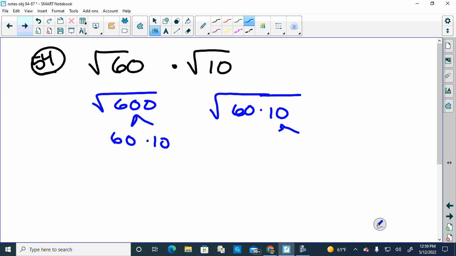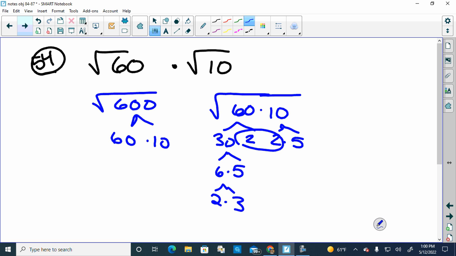So then I can break down 10, which is 2 and 5. I can do 2 and 3 for the 6. So I'd have a pair of 2s. I'd have a pair of 5s. And nothing else, right? So a 2 comes out and a 5 comes out. That means I would have 10 on the outside. What is left underneath? 6, because there was a 2 and a 3 left over.